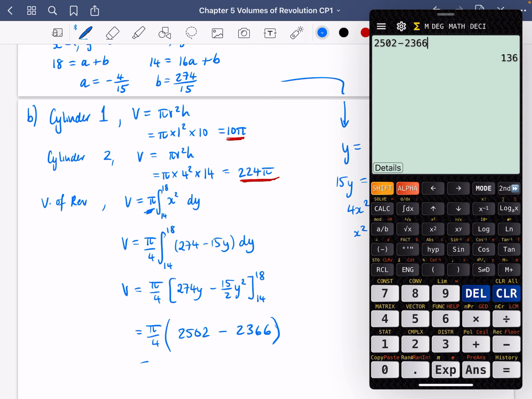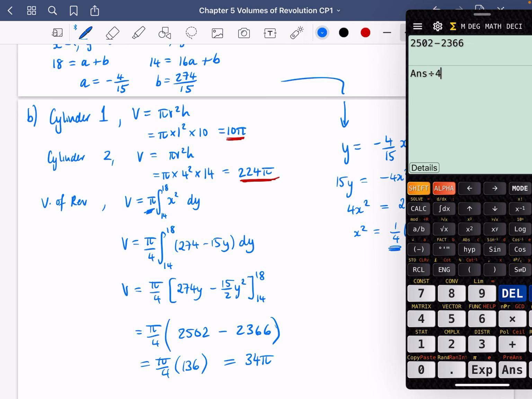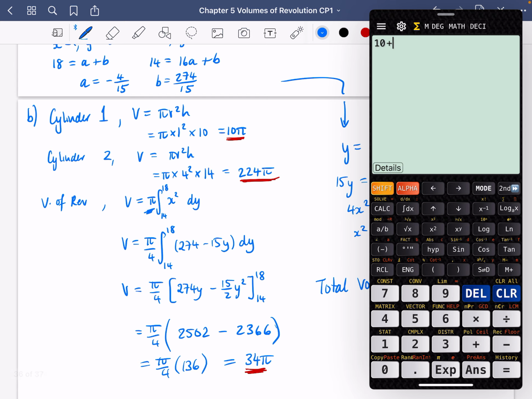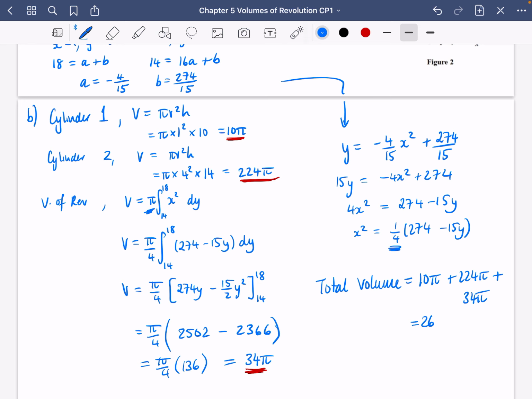So that's 136. That's pi over 4 times 136. So let's divide that by 4. And so I get that the volume of that bit is 34 pi. So I'm going to add up for the total volume those 3 bits. So the total volume is going to be 10 pi plus 224 pi plus 34 pi. So that is 10 plus 224 plus 34, which is 268 pi.